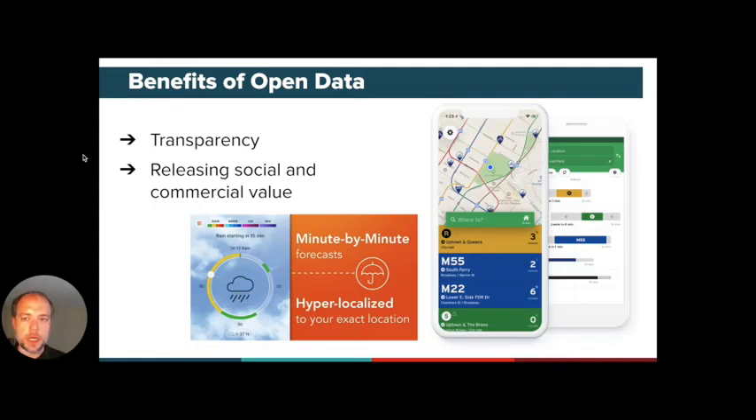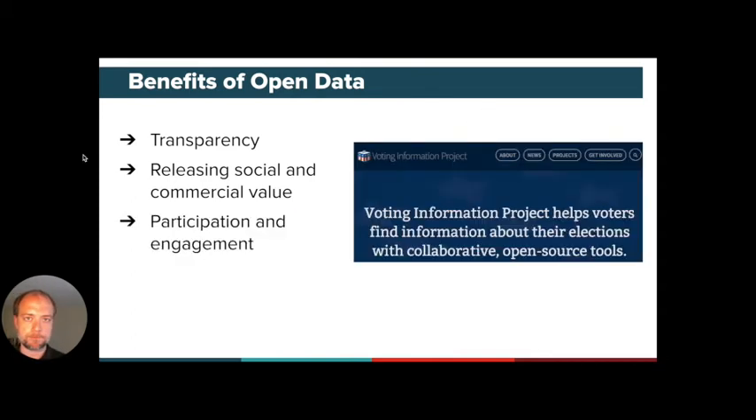Another benefit of open data is releasing social and commercial value. A lot of data that we use in our daily life, be it public transportation or weather data, actually comes from the government. This data is made available freely or at very low cost to businesses that then take this information and sell it in some way, shape, or form to the public, whether it's in a weather app or transit app or whatever that's out there. This is something the government isn't really set up to do and really shouldn't be doing, but it's enabling companies to use this through open data.